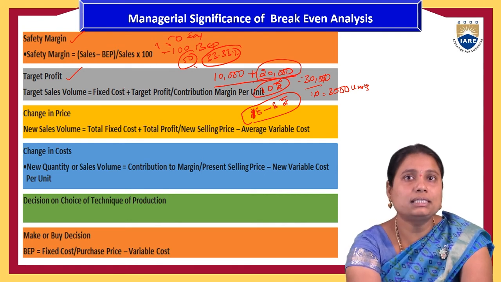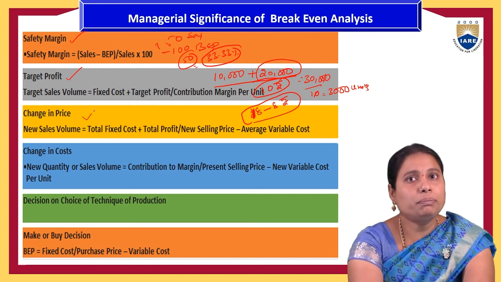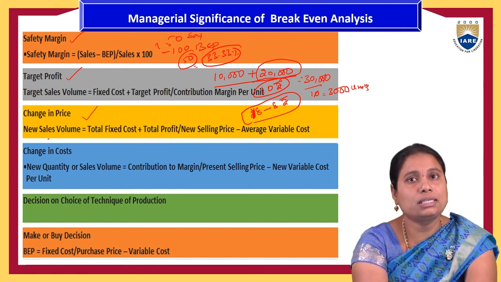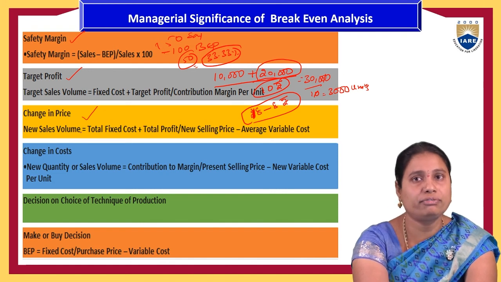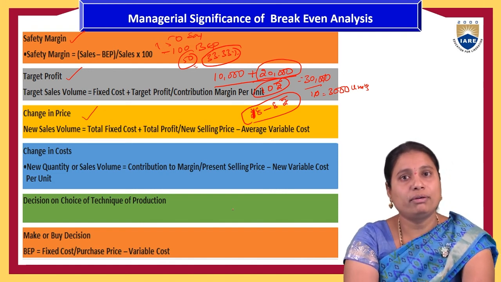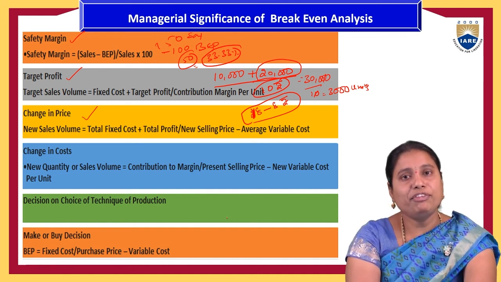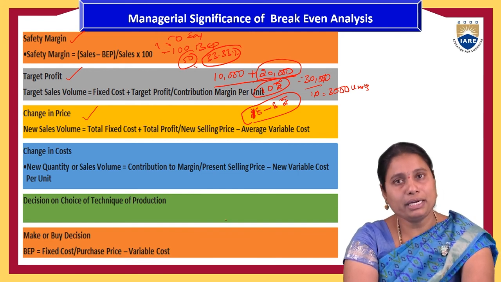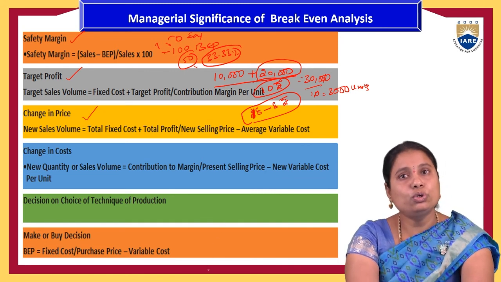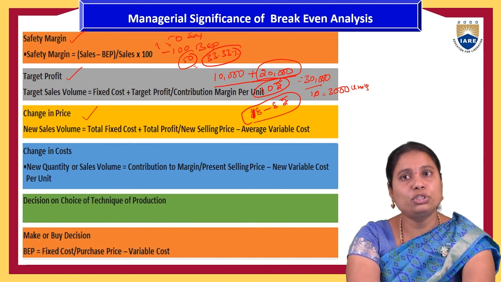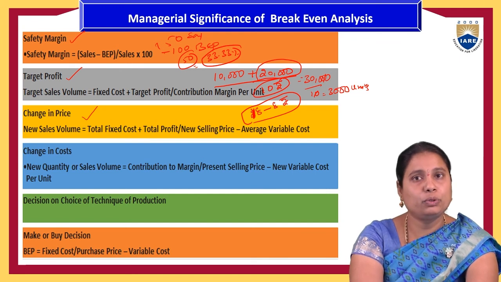So to calculate this target profit, break-even analysis is useful. The changes in prices and their impact on sales volume can also be calculated with the help of this analysis, using the formula of total fixed cost plus total profit divided by new selling price minus average variable cost. Also, if any expenditure levels change, that impact can be calculated by applying the formula: new quantity or sales volume equals contribution margin divided by present selling price minus new variable cost per unit.